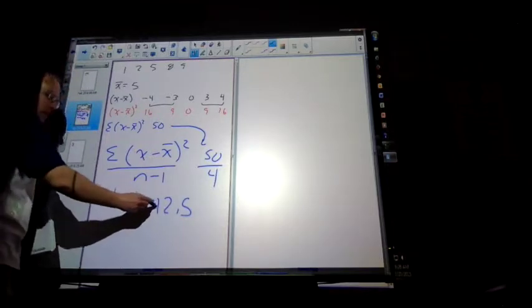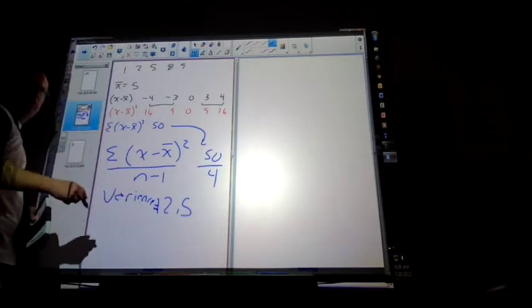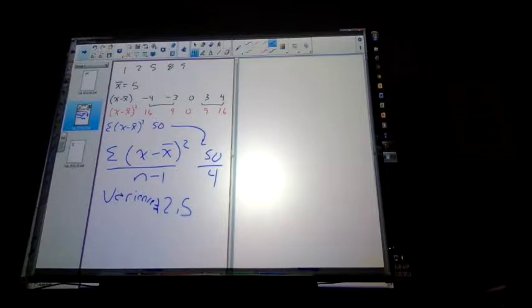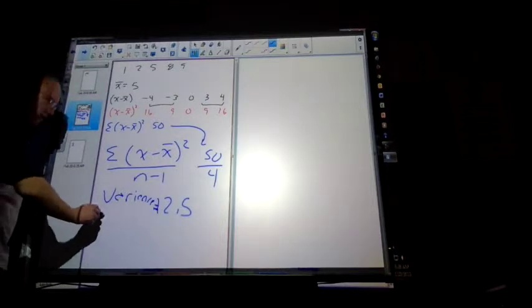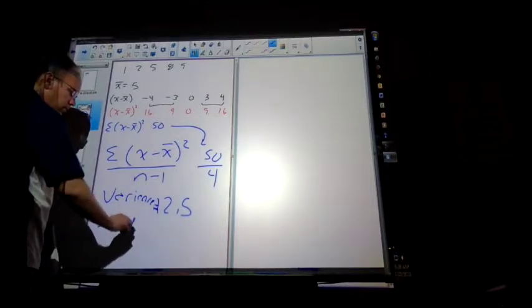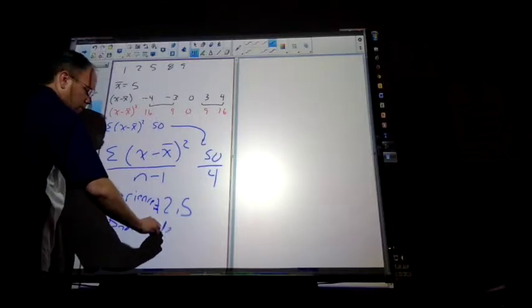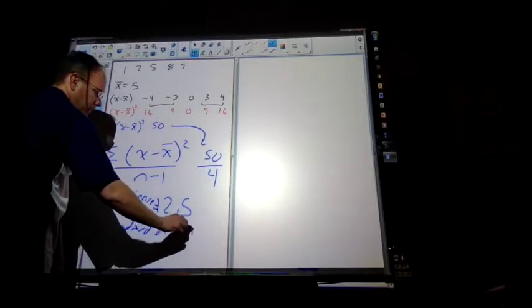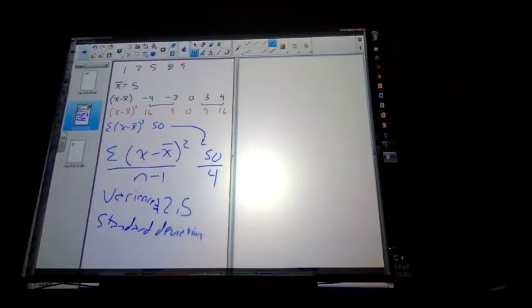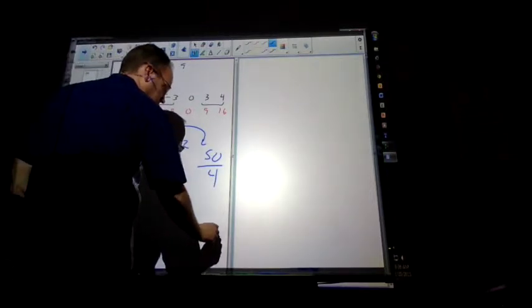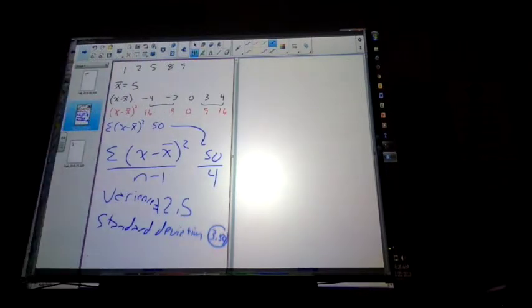Okay, so variance is that. If I take the square root of 12.5, what's the square root of 12.5? 3 point what? What's the square root of 12.5? 3.5? Exactly? 3.54. Perfect. So the standard deviation is then 3.54. Okay?